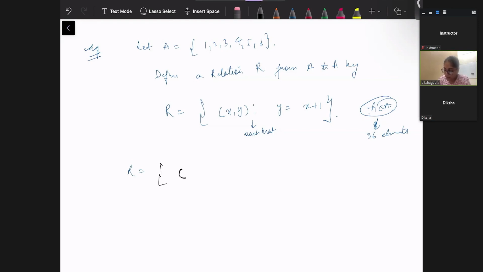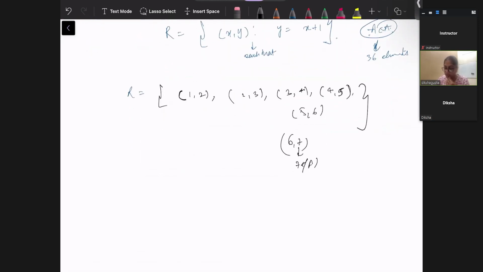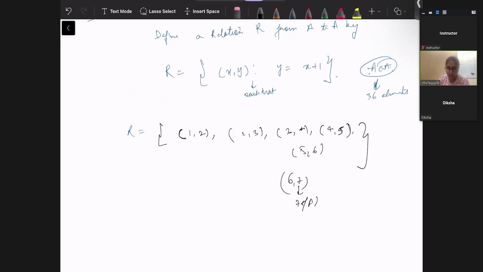How do we need our second element? If 1 is the first element, the second element should be one more than that. So (1, 2), then (2, 3), then (3, 4), (4, 5), (5, 6). Now don't take (6, 7), because 7 is not in A. Please don't commit this mistake. So this will be the relation. We have already studied the set builder form and the roster method. That's how we represent a relation.